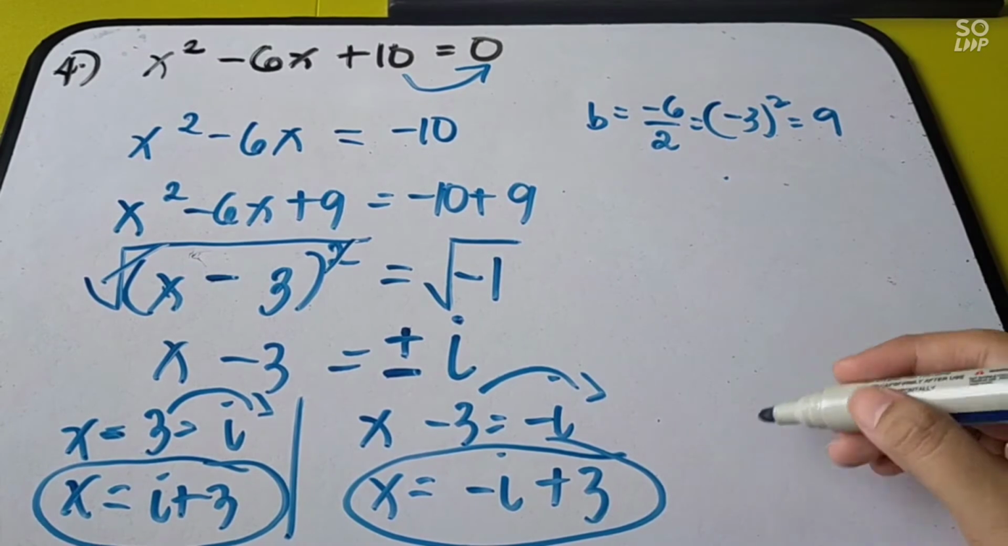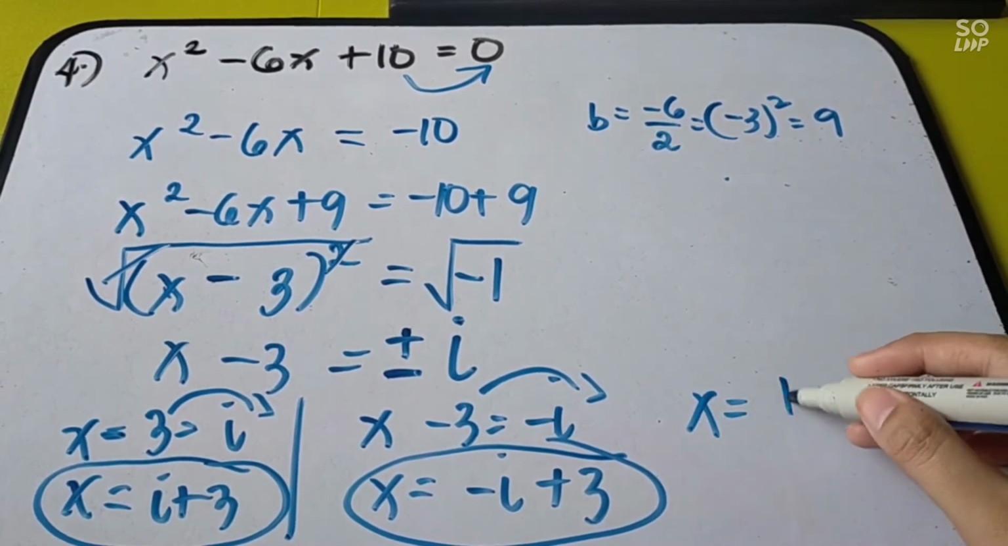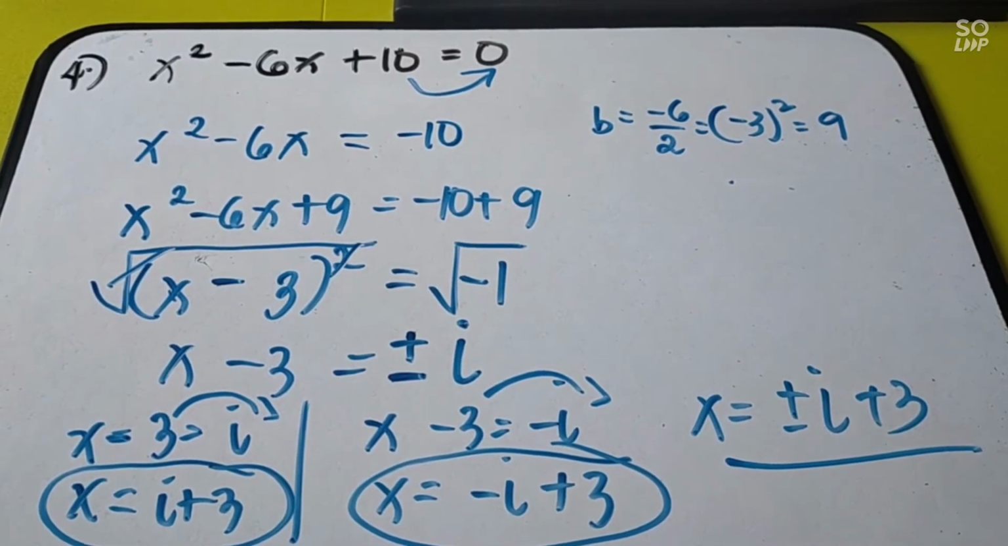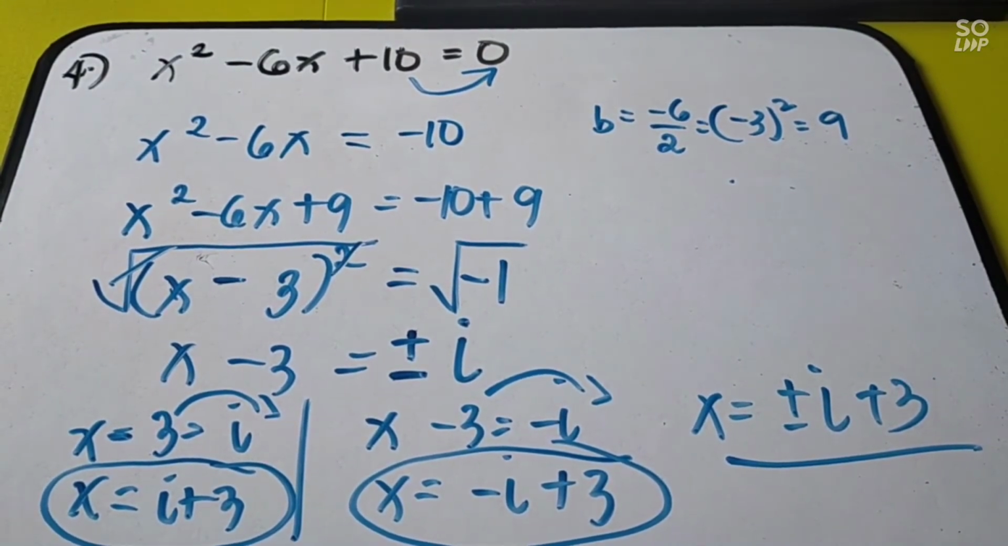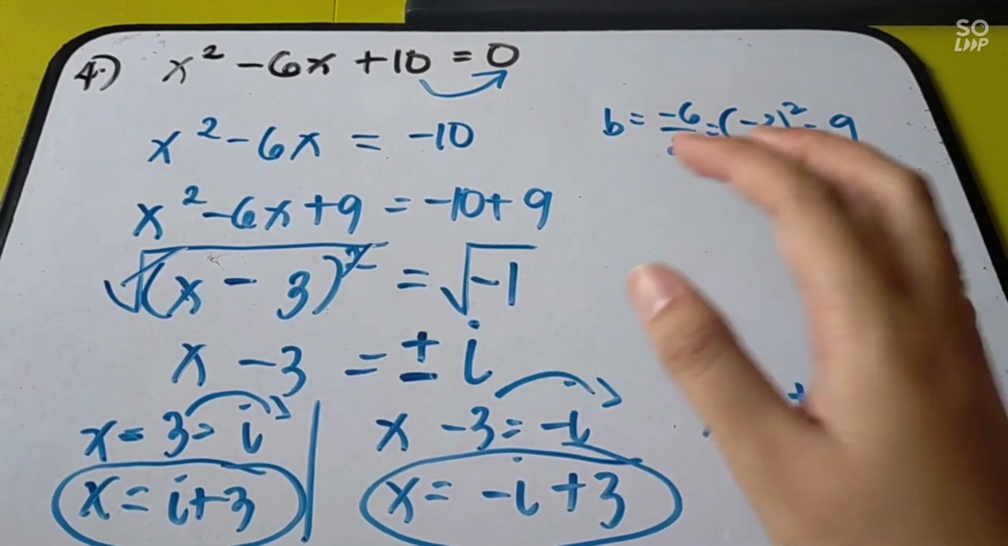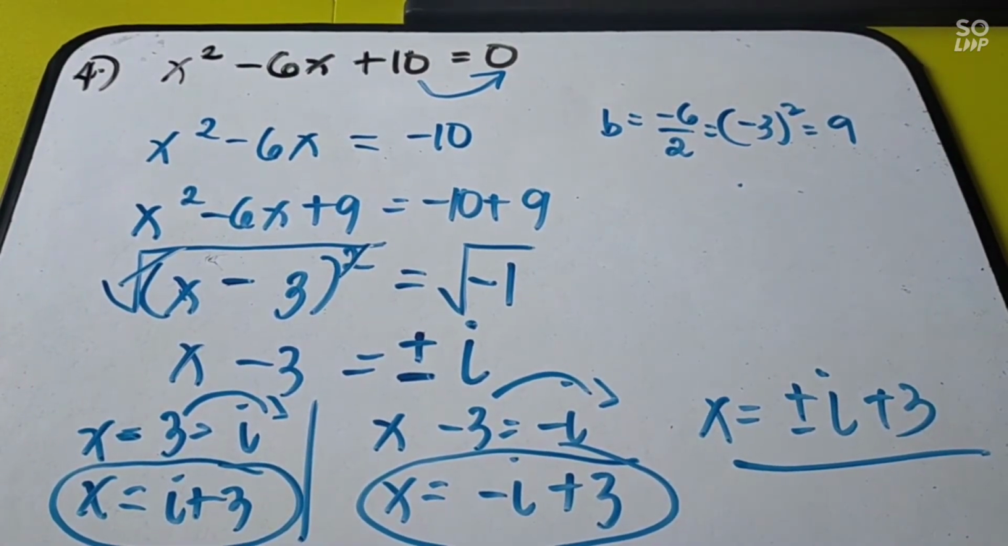Okay, so kung magkasama, pwede rin naman. X equals to positive and negative i plus 3. Ayan. Is it clear? So, ganun lang kapag imaginary numbers. Para rin din siyang radical, yun nga lang, i naman siya. Okay, let us have another one.